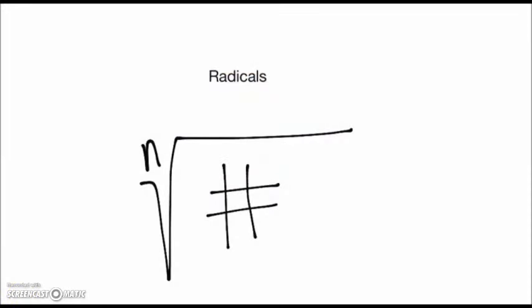Today we're going to talk about radicals, how to add and subtract radicals, multiply and divide radicals, simplify radicals, and how to check your work once you're done.